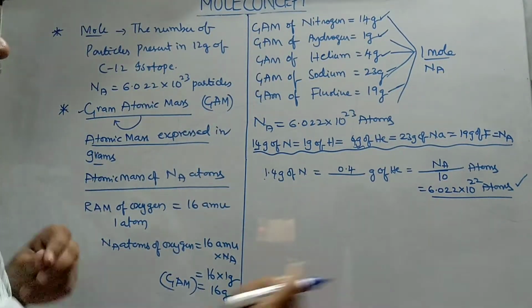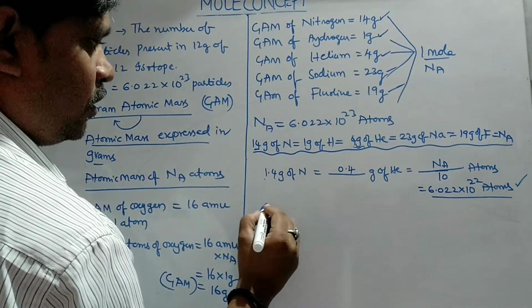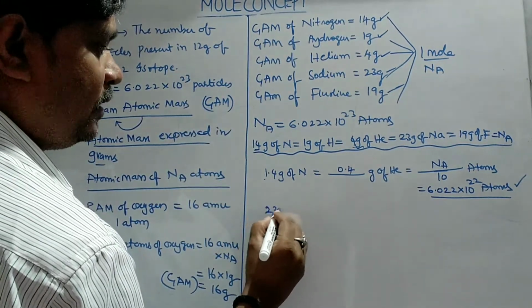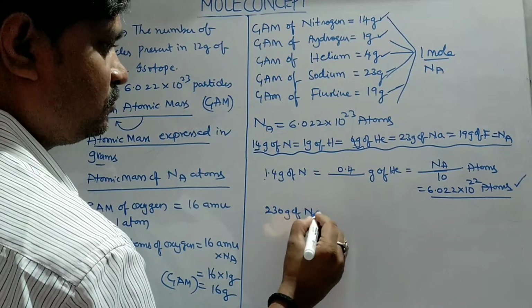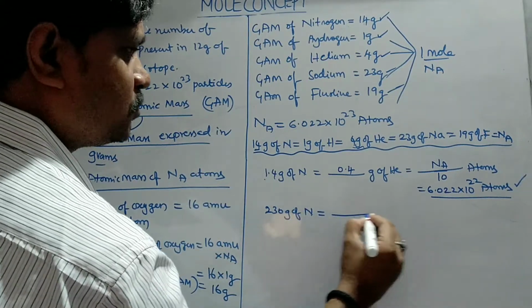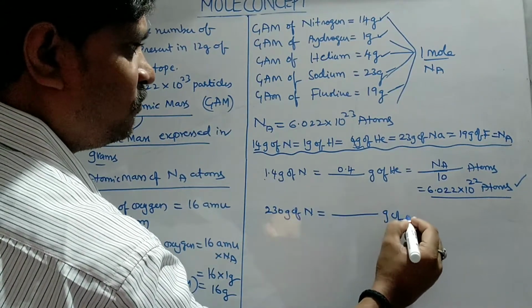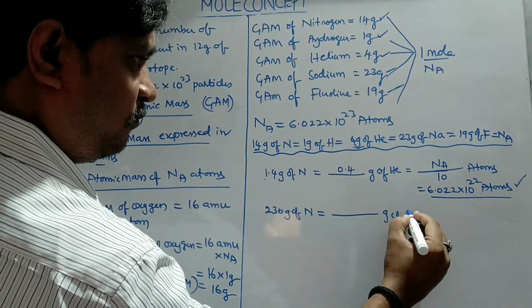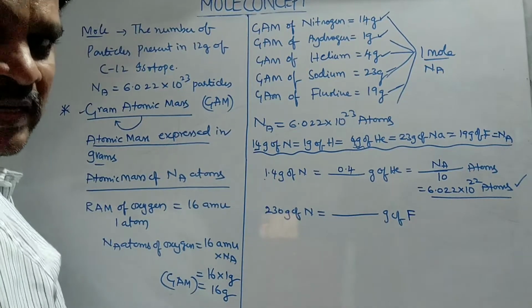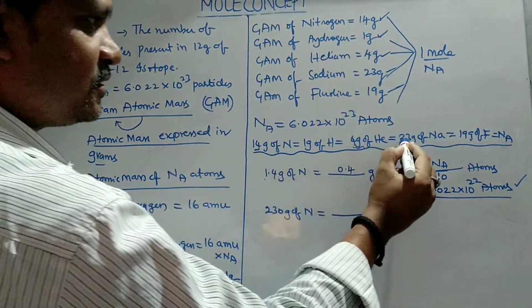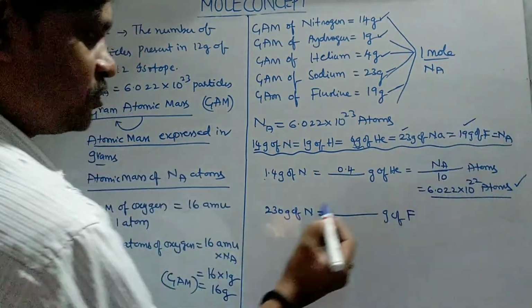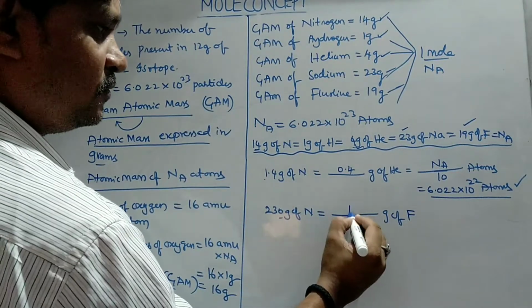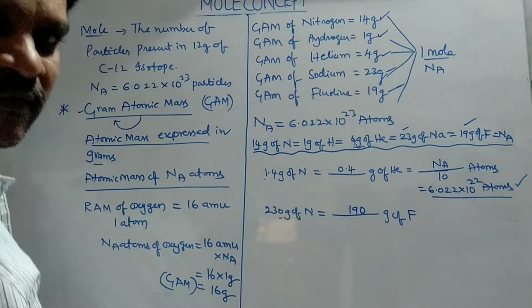Take one more example. 230 grams of sodium is equal to dash grams of fluorine. See, 23 grams is equal to 19 grams. 230 means multiplied by 10. So 190 grams of fluorine.